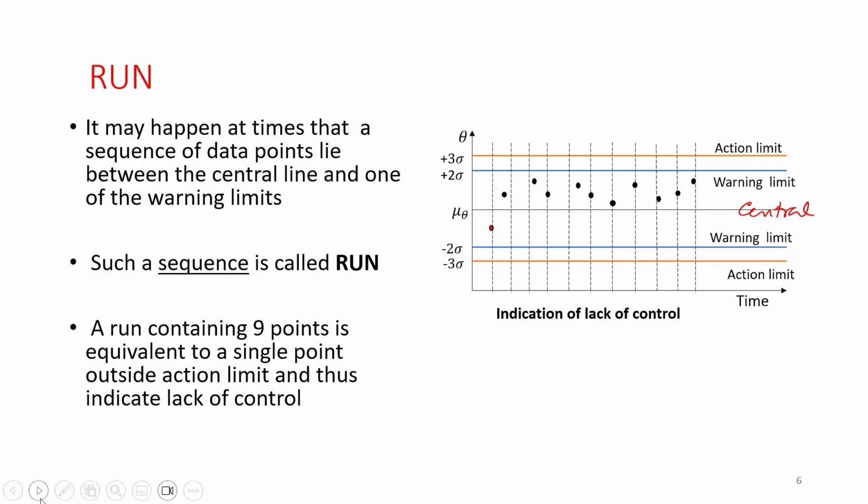A run containing 9 points is equivalent to a single point outside action limit and thus indicates lack of control. If 9 points, let us say 1, 2, 3, 4, 5, 6, 7, 8, 9, 10 in this case, it is drawn here, at least 9 points or more are falling in between center line and warning limit, then you will say it is in a way out of control, because the average is going to shift now.